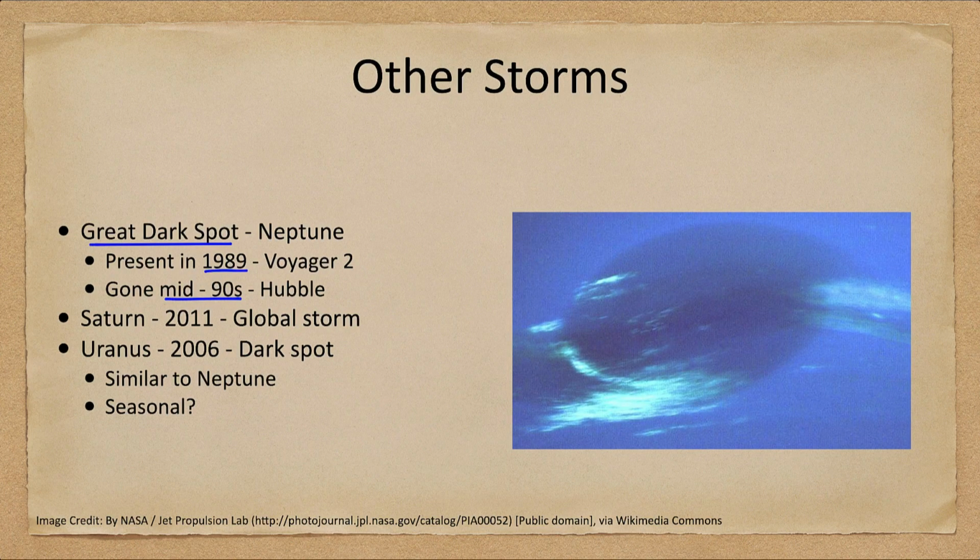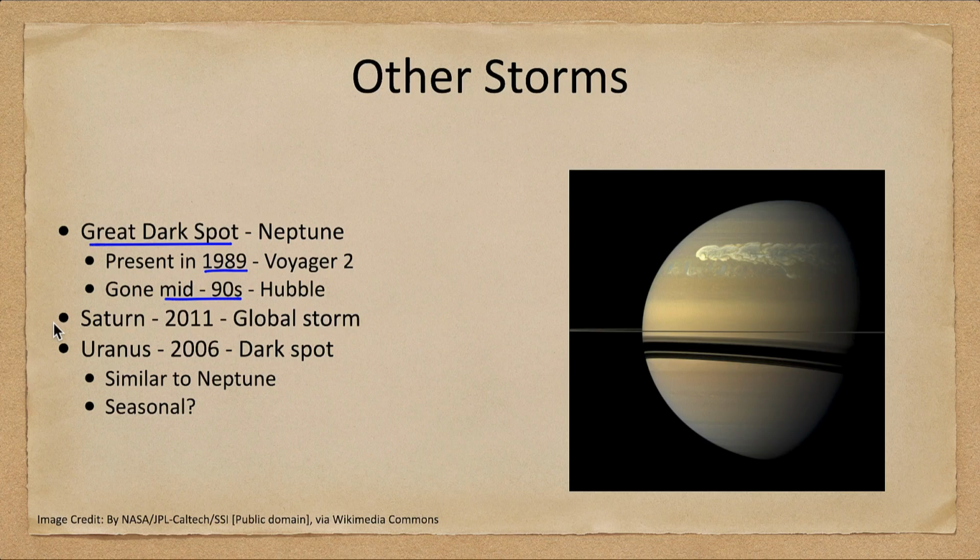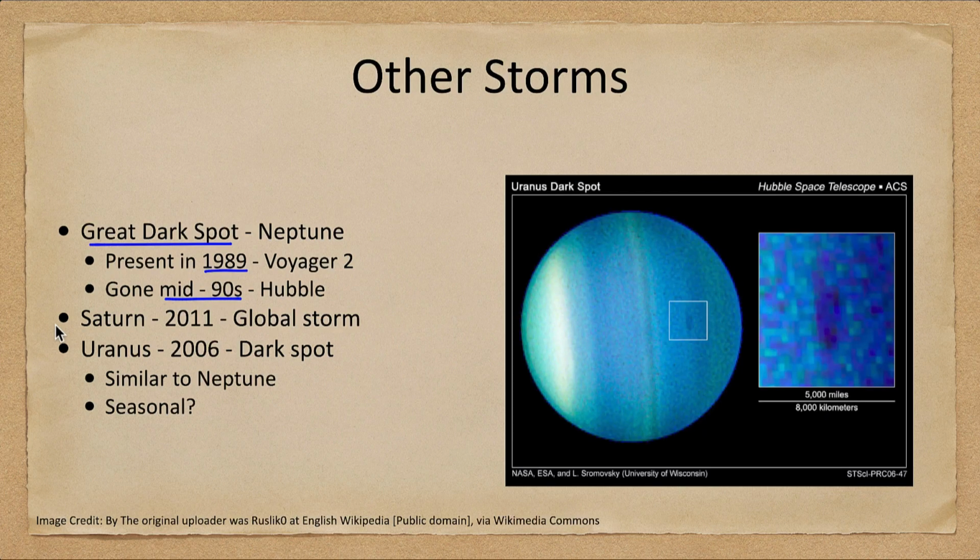Again, we don't know how long these storms last. They could last hundreds or thousands of years, and maybe we caught this one right at the end, or they may only last a few years, and it may vary from planet to planet. So we really don't have enough data yet to be able to say anything in detail about these storms. But they do occur on all of the planets. Saturn has had global storms, as we see a great storm stretching across the planet here. And Uranus has a dark spot similar to Neptune.